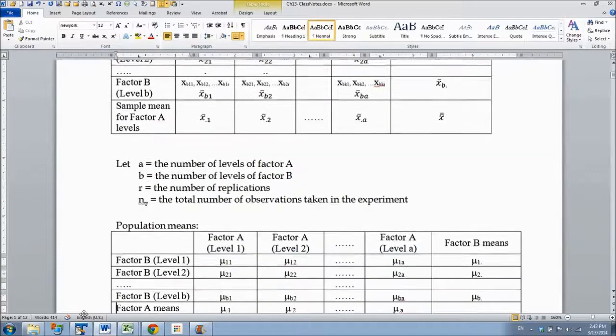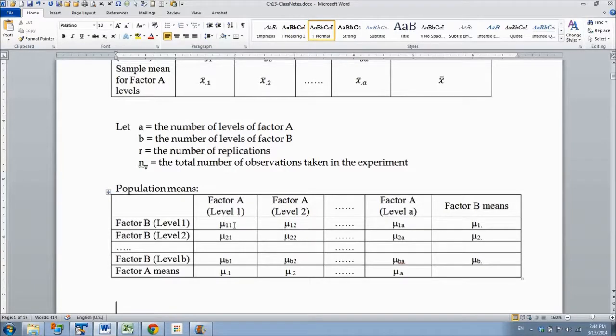Now we can look at each of these intersecting cells as a population, each having a mean. So we have mu sub 1 1 for level 1 of factor A, level 1 of factor B. Mu sub 1 2 will be level 1 of factor B, level 2 of factor A, and so on. Now if you take the mean of the first level of B, then you get mu sub 1 dot, averaged over all the columns for row 1, and mu sub 2 dot, and mu sub b dot for the last level of B. Similarly, for each column mean you have mu sub dot 1 for the first column, mu sub dot 2 for the second column, and so on till mu sub dot a.